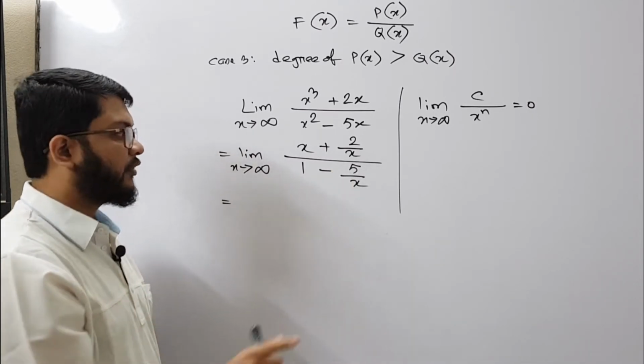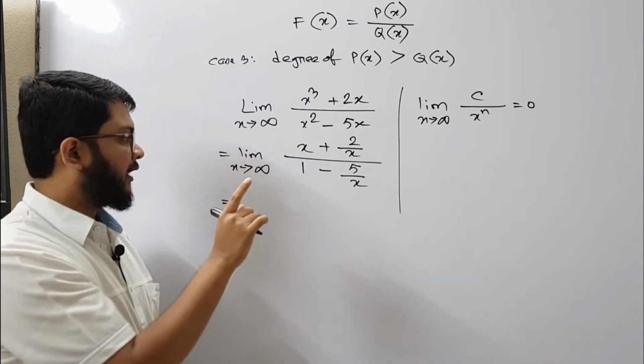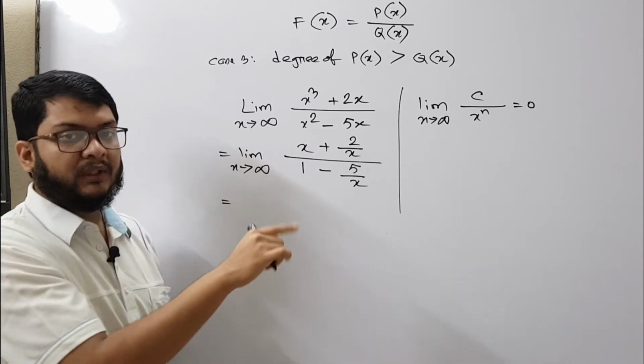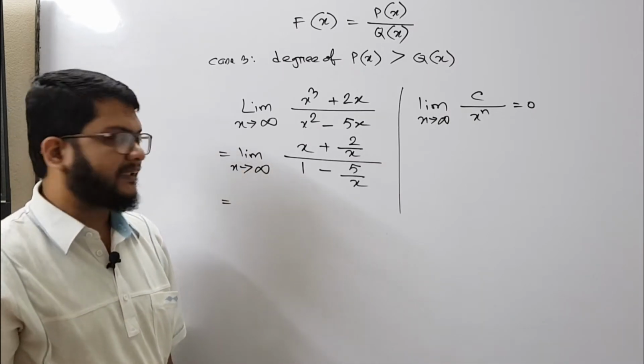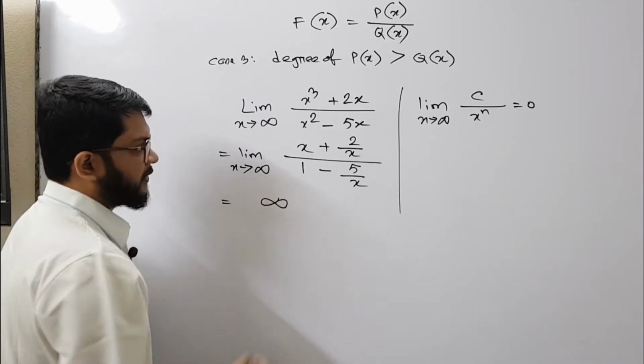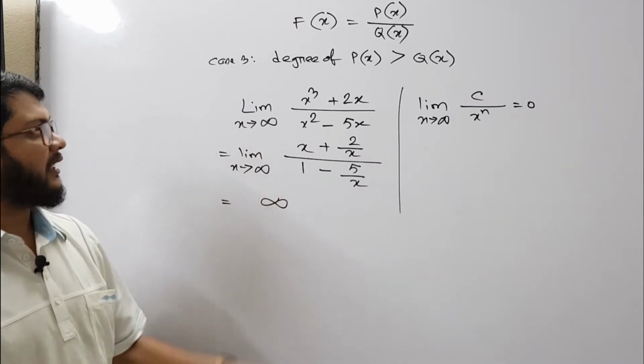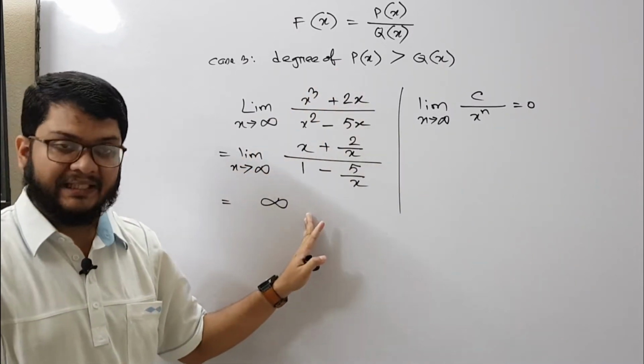So now we are left with x divided by 1. This value of x is approaching infinity and it's being divided by 1, so nothing changes much. It becomes positive infinity. So we have seen that in this case we get positive infinity.